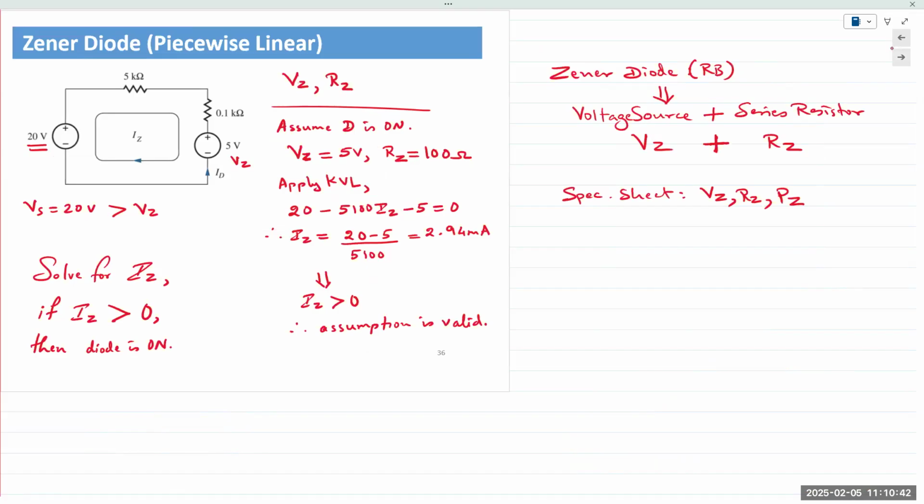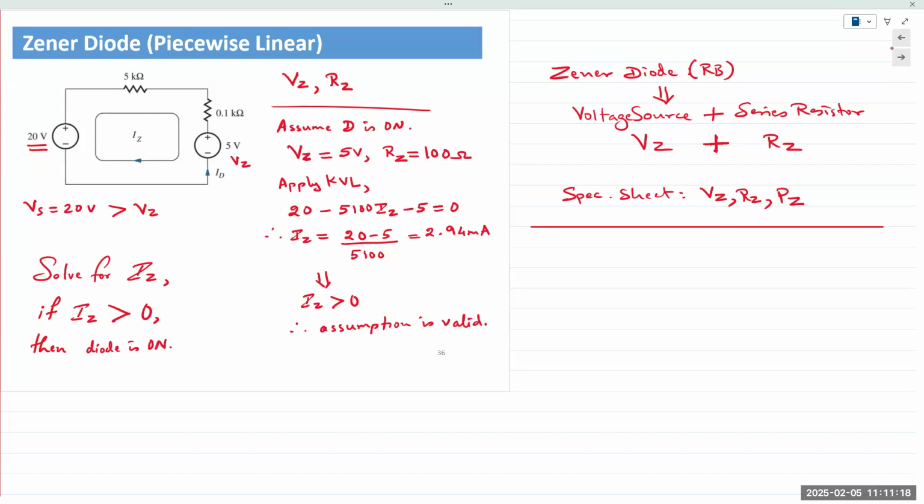So piecewise linear is basically an analysis technique where you break up the system analysis into multiple pieces, and each piece has a linear relationship. In this case, piecewise linear simply means we are representing the diode forward and reverse characteristics with a voltage source and a linear resistor. A resistor, of course, has a linear relationship between voltage and current.